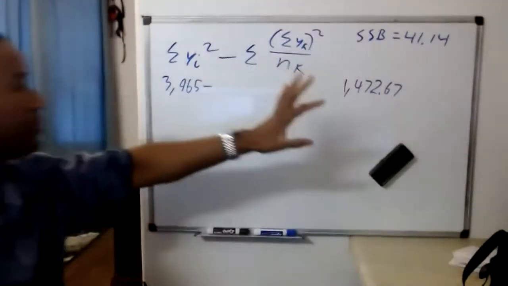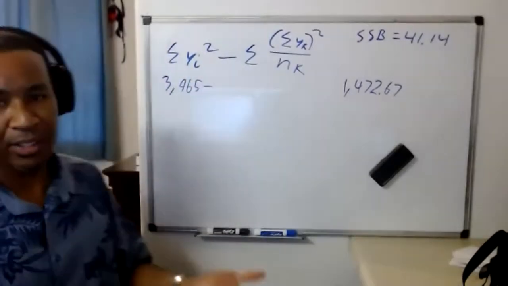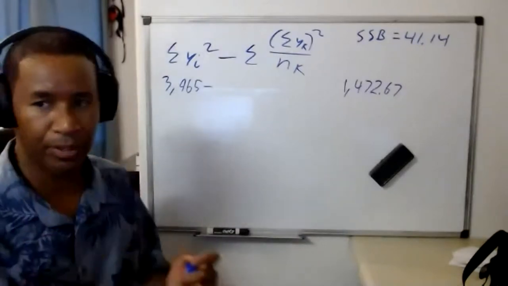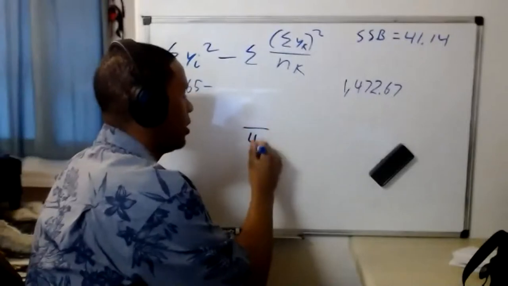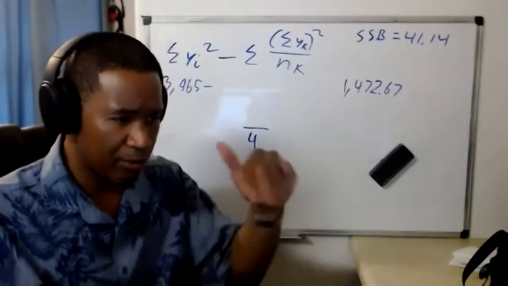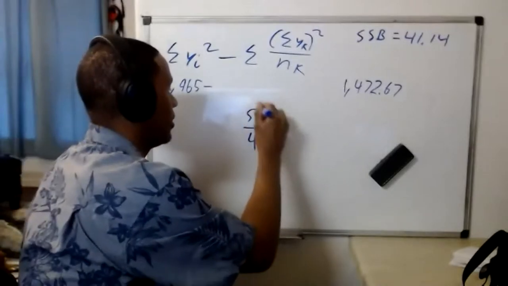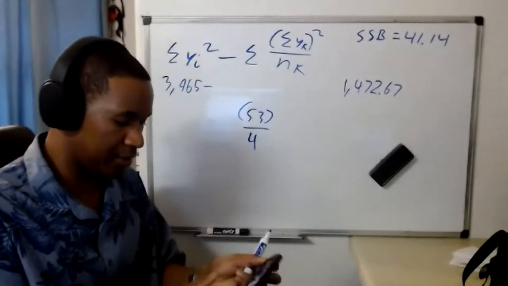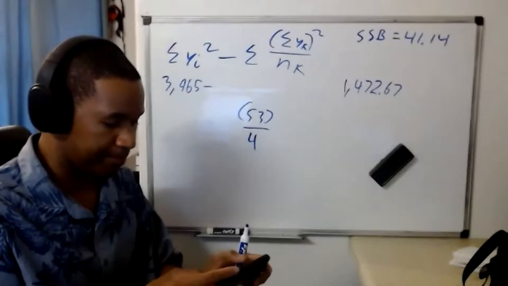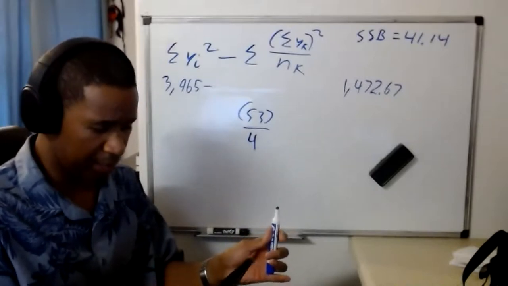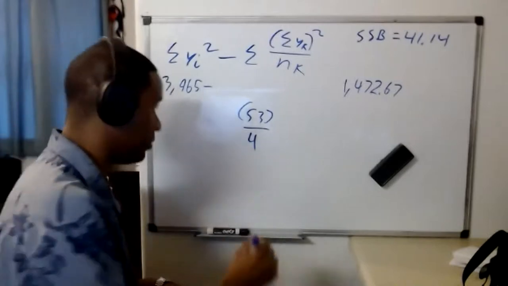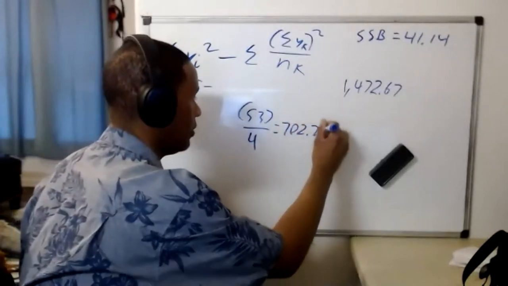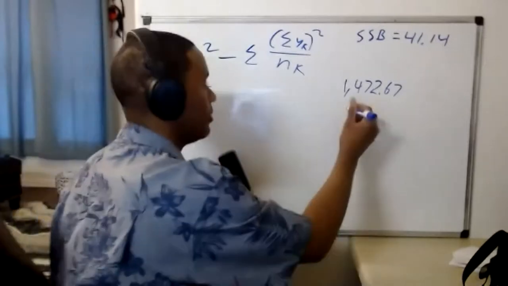All right, so we already got the 1,472.67. Now what we need to do is look over to the black males. We know that our n is 4, so we put 4 down here. If we add all those scores up, it's going to be 53. So we're going to take 53 and square it. 53 squared gives us 2,809, and then we're going to divide that by 4. We're going to get 702.25. So that number would be here.